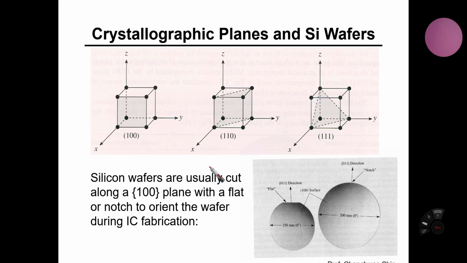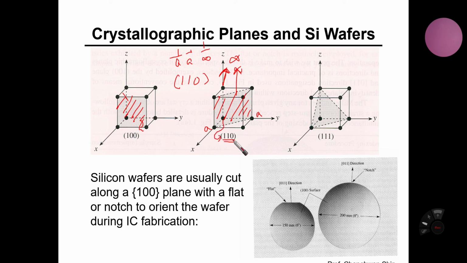Here you can see three different examples. As we have just done, this plane indicates 1, 0, 0. What about this one? X-intercept is A, Y-intercept is A, and this plane is running parallel to the Z-axis, so Z-intercept is infinity. So A, A, infinity. Take the inverse of it, then you end up with 1, 1, 0 with small parentheses. So now this plane indicates the 1, 1, 0 plane.